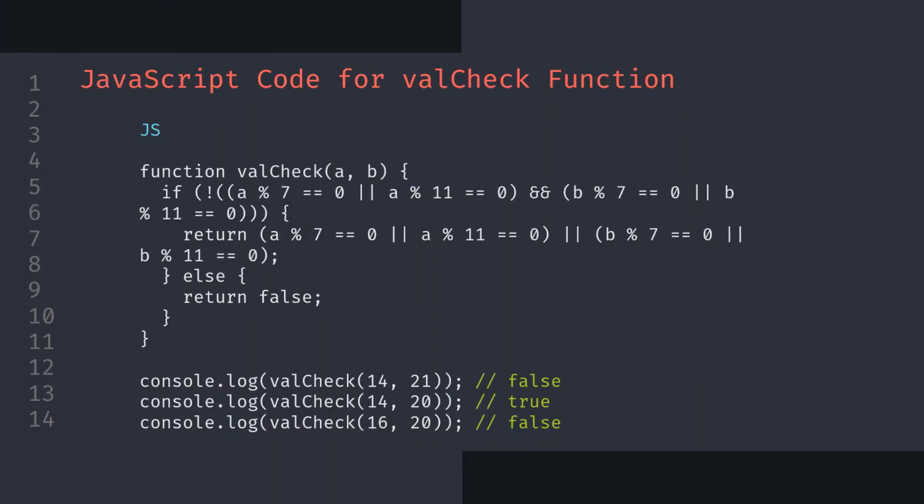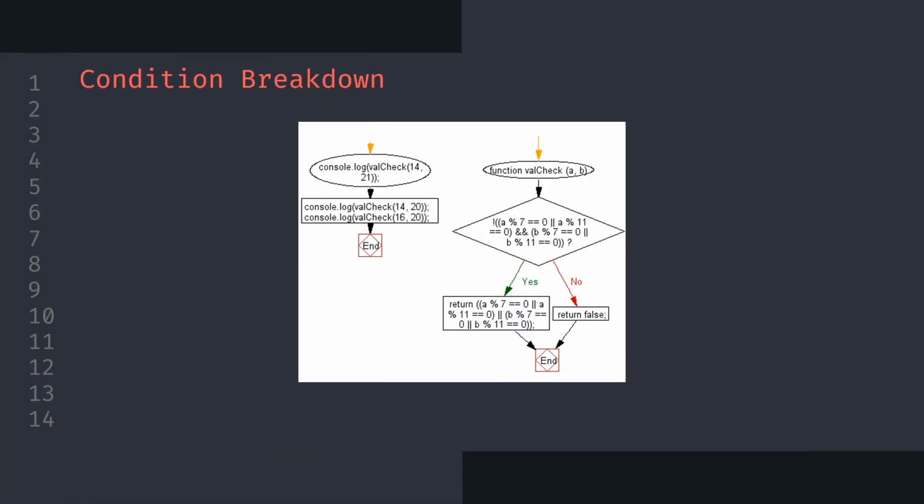Here's the code. Our function valCheck takes two parameters, a and b. It checks if exactly one of them is a multiple of 7 or 11 and returns true or false based on that condition. The function first checks if both numbers meet the criteria, then moves on to see if either one alone does, ensuring only one condition is true. This way, we cover each possibility.